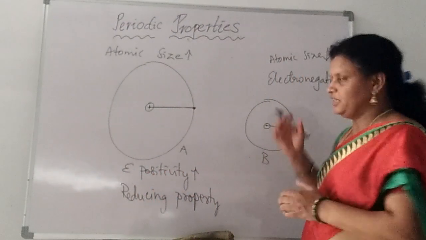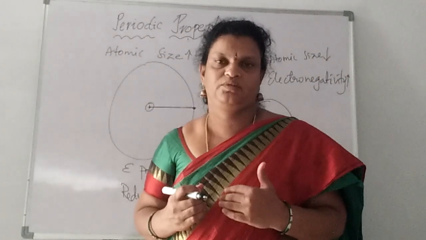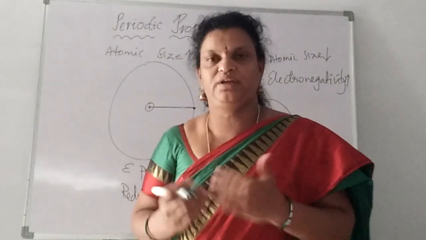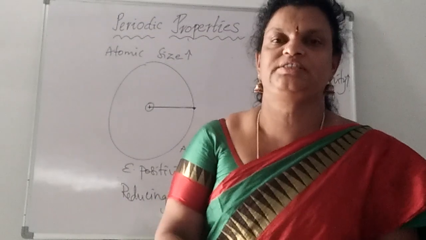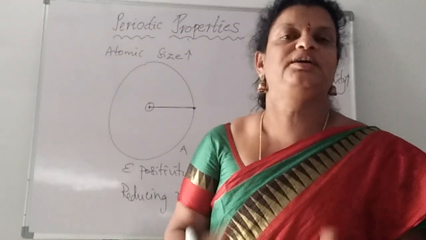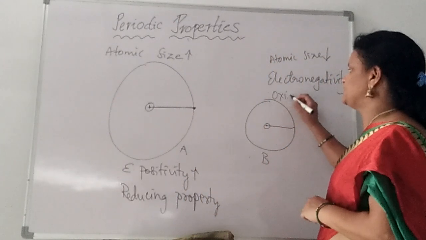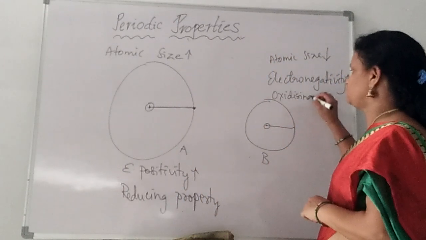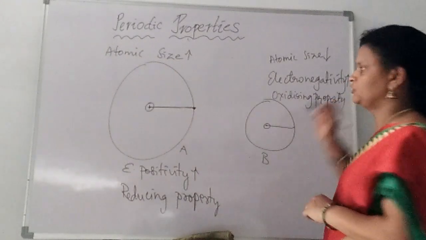Now, as it is attracting the electron, element B is undergoing reduction. As it is undergoing reduction, it oxidizes the other element, the other substance. So what property is more for this? The oxidizing property is more.